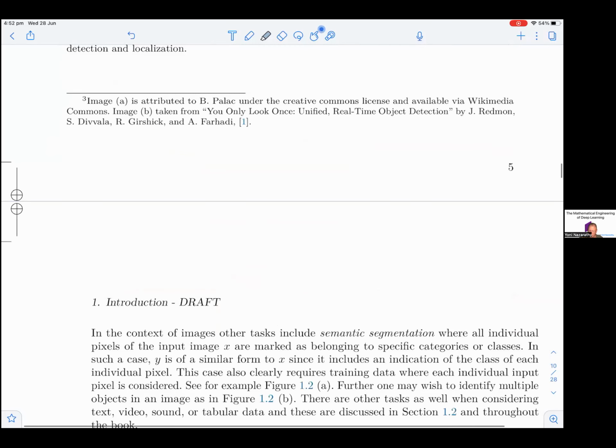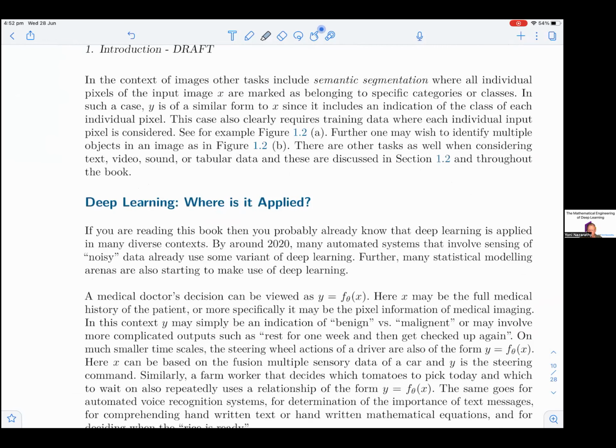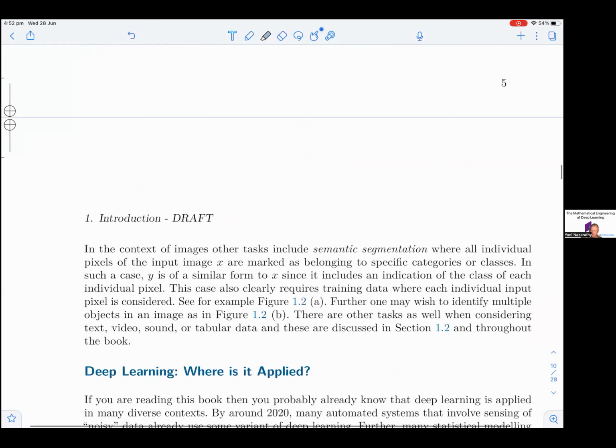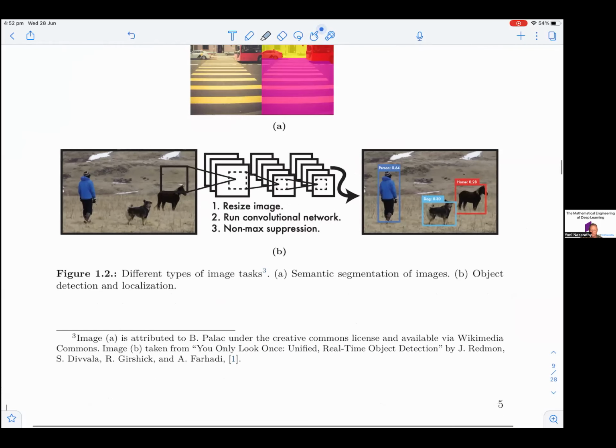Further, one may wish to identify multiple objects in an image, as in figure 1.2b. There are other tasks as well when considering text, video, sound, or tabular data, and these are discussed in section 1.2 and throughout the book. Let's just look at figure 1.2b, taken from this paper, You Only Look Once, which is about object detection and localization. So these are different tasks associated with vision.